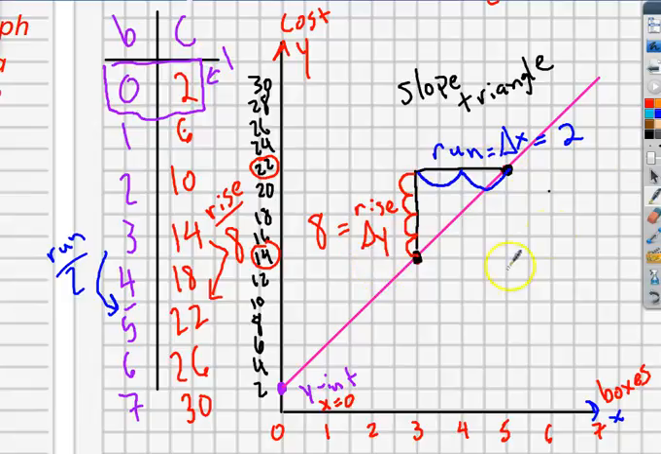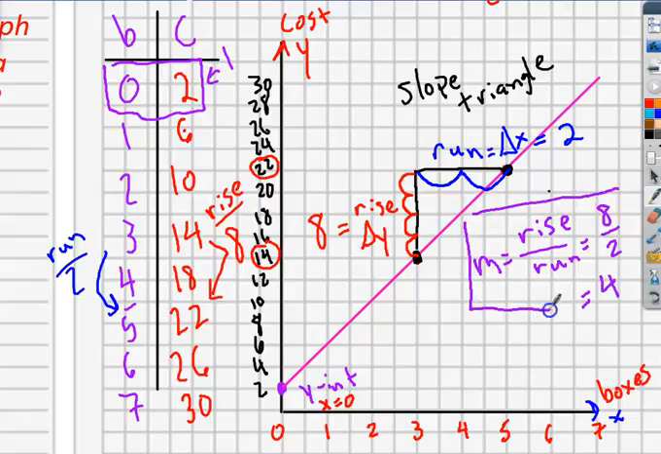So I can go ahead and calculate the slope now. Slope is the rise over the run, which means I'm going to divide 8 divided by 2. And that's 4. Alright, so I have now found the rise and the run using my slope triangle, and I have labeled my y-intercept down here. It's where the line ran into the y-axis. It occurred when x was equal to 0, and that was equal to 2.